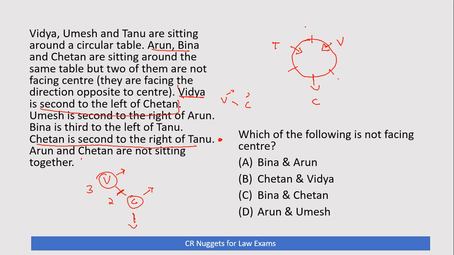Third to the left is on Tanu's left side. So this is first left, this is second left, this is third left. This is Beena. I don't know whether Beena is looking inside or outside, but I have fixed the position.